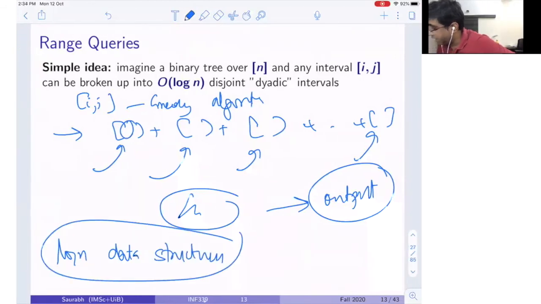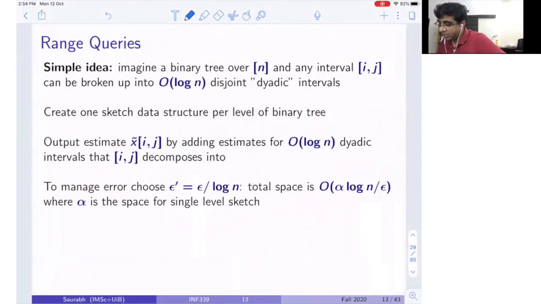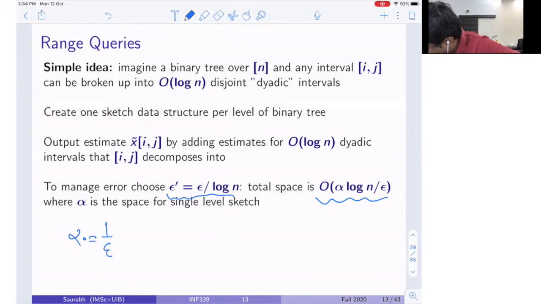Okay. It means how much space it will take, right? To manage error, we need to set epsilon equal to epsilon by log n. So the total space will be like order alpha log n over epsilon, where alpha is the space for a single level sketch, right? So if I use count sketch, what will be alpha? Alpha will be something like 1 over epsilon square times log n times log m, right?